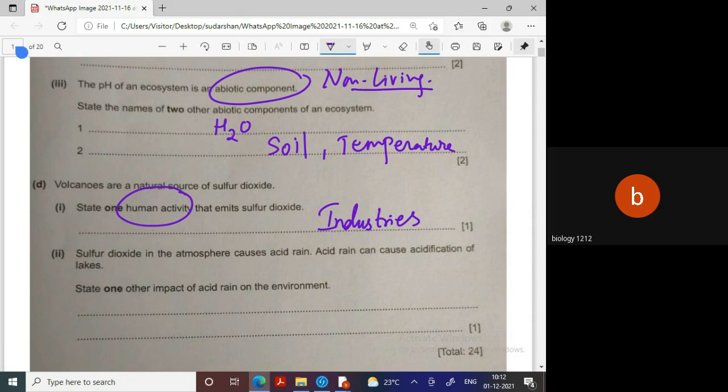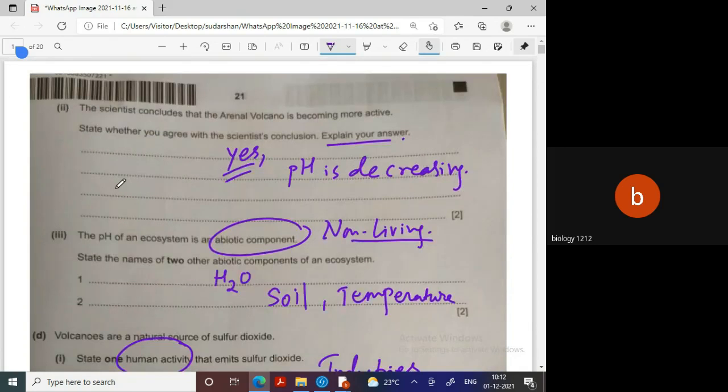And what is the impact? State one other impact of acid rain on the environment. Now we know that acid rain can cause acidification of lakes, but the other thing is the monuments. Monuments which are made up of calcium, basically calcium oxide or calcium carbonate, actually get destroyed and the color will fade. So that is the impact of acid rain.